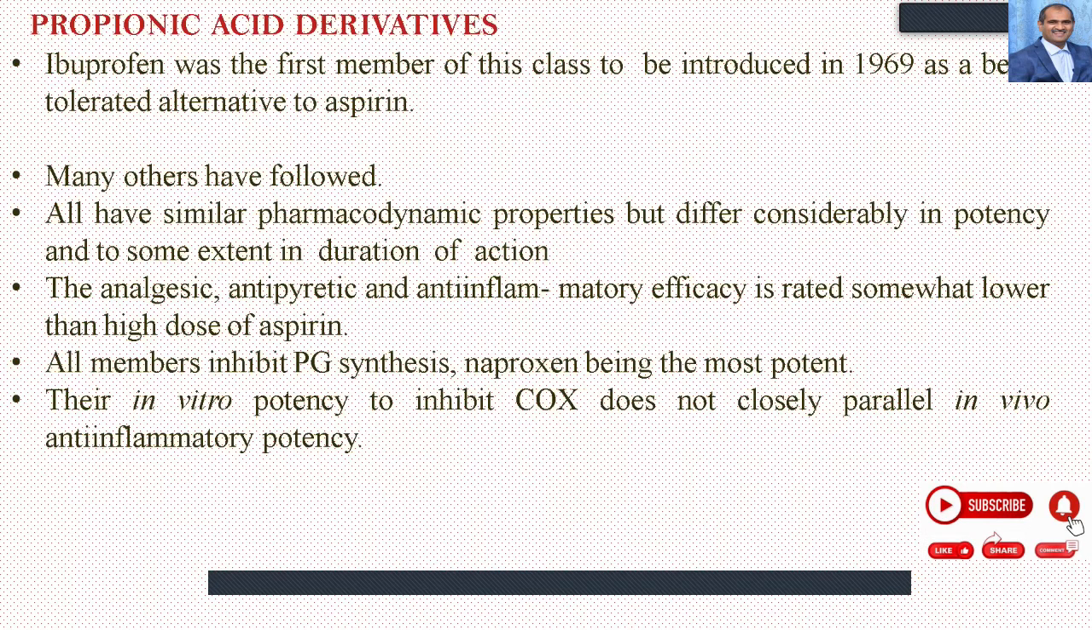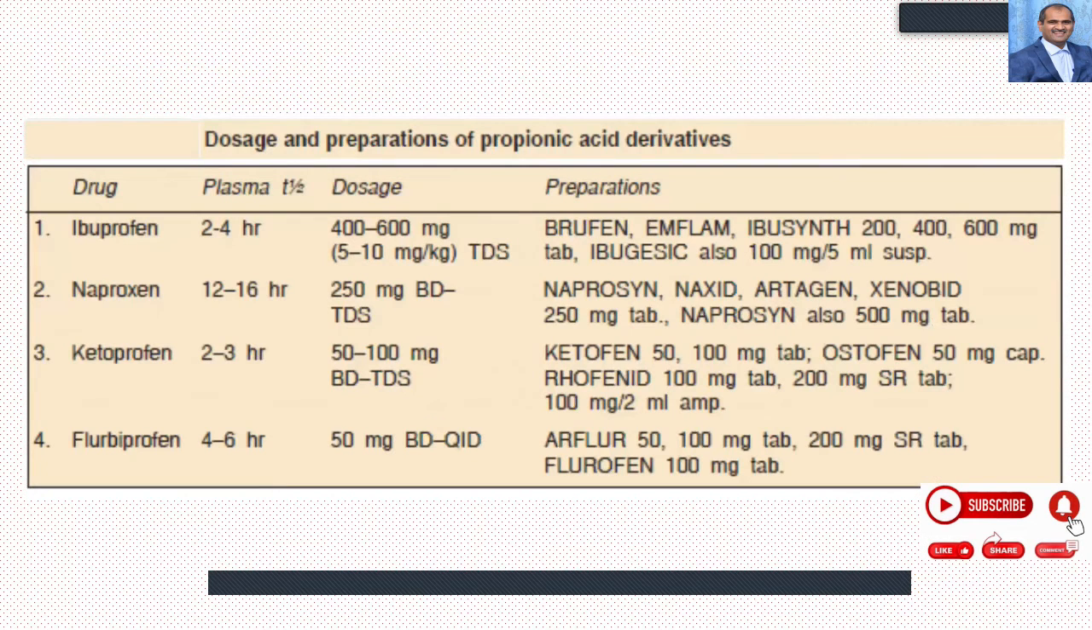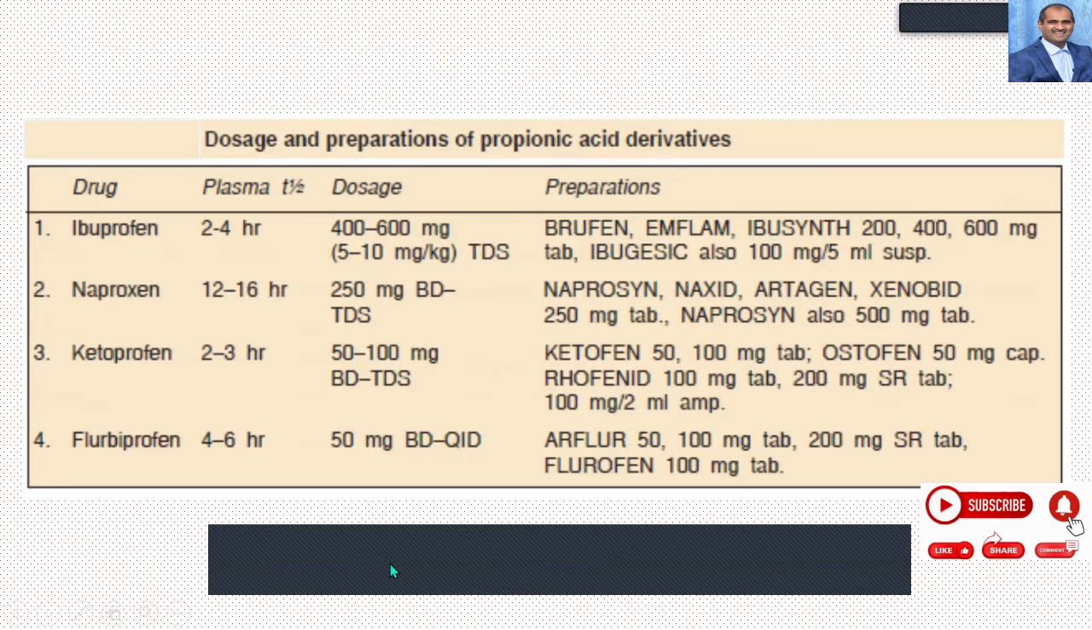The analgesic, antipyretic, and anti-inflammatory activity is rated somewhat lower than high dose of aspirin. So it's very similar, especially ibuprofen. All members inhibit PG synthesis, naproxen being the most potent. In vitro potency to inhibit COX does not closely relate to the in vivo anti-inflammatory property. And here you can see the propionic acid derivatives. The examples are ibuprofen, naproxen, then ketoprofen, and many more drugs.